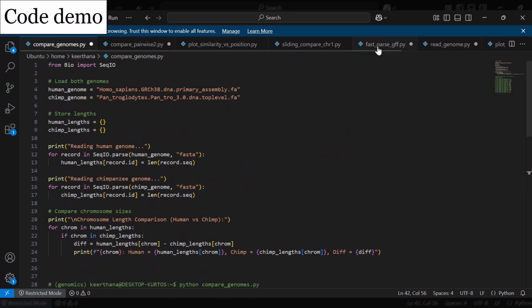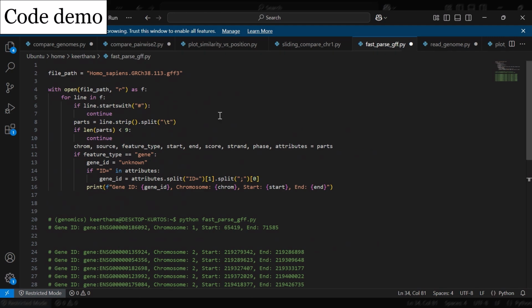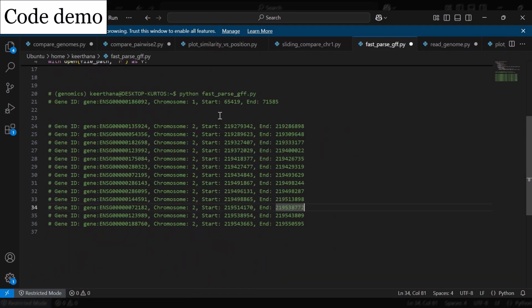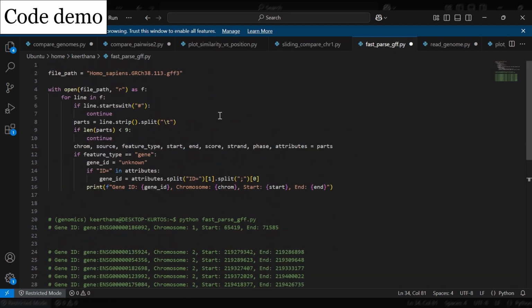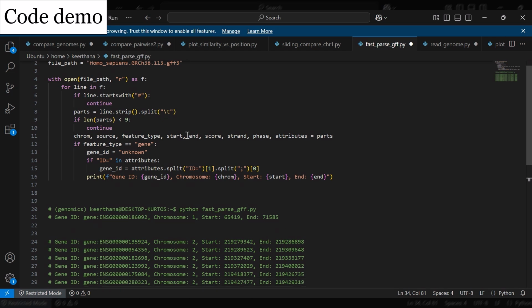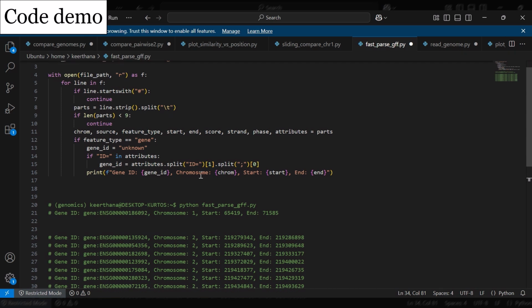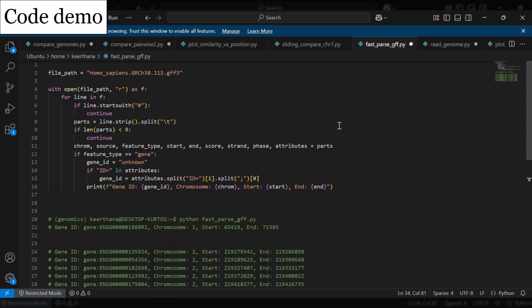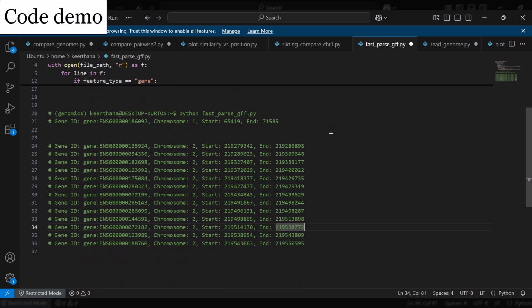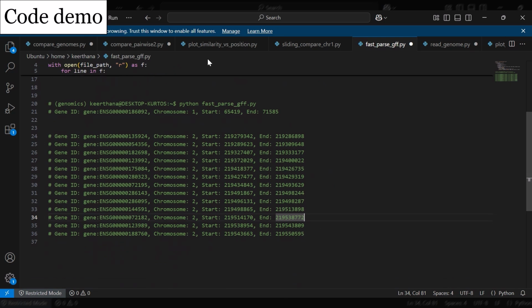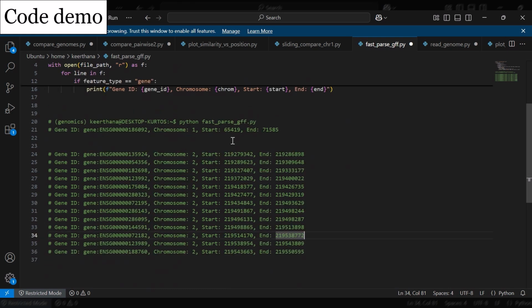we read the human chromosomes. So this is the code for that. So in this we open the human genome GFF3 file and we read it line by line and we print the gene IDs with chromosome number and start and end positions. So this is a part of the output. I didn't include the whole output here. I ran it in WSL. That's why I added it in comment.